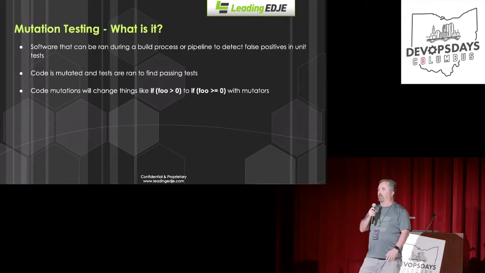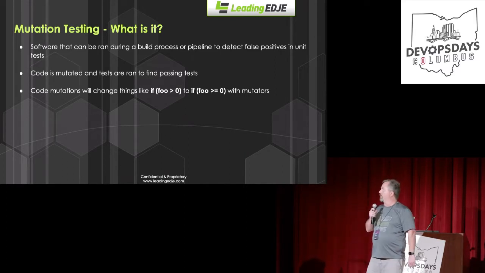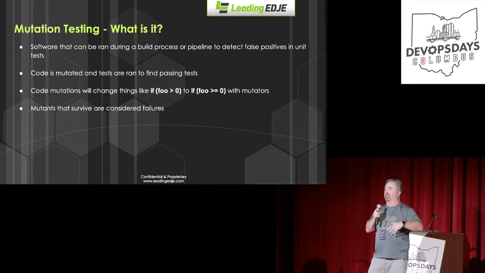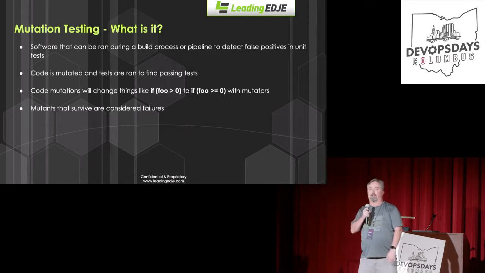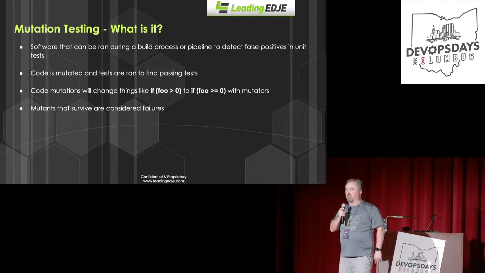Mutations are things like, if something's supposed to be greater than, it'll change it to less than. I'll go over what a few of the other mutators are, but basically it goes through your code and changes around a whole bunch of stuff, conditionals and other things, and anything that still passes in your unit test is considered a failure, or a mutant that lived on. So that's why it goes through the whole mutant theme.